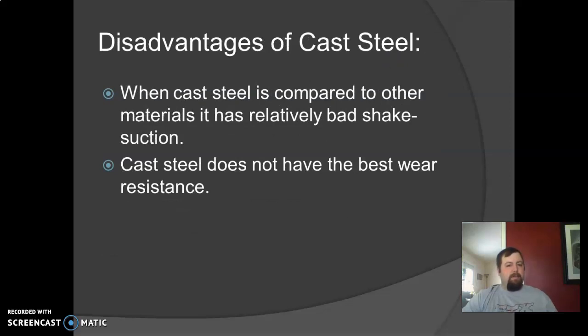Disadvantages of cast steel. When cast steel is compared to other metals, it has relatively bad shock absorption. Cast steel does not have the best wear resistance. But as you can see, there's very few disadvantages to cast steel.